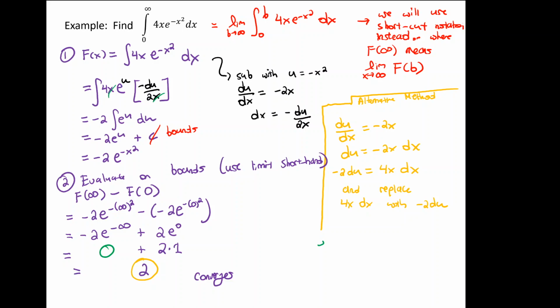And e to the minus infinity, so the thing that turned into a 0, is 1 over e to the positive infinity using laws of exponents, which is 1 over infinity, which is 0. So, reasoning that you shouldn't write. Not needed or necessarily wanted.